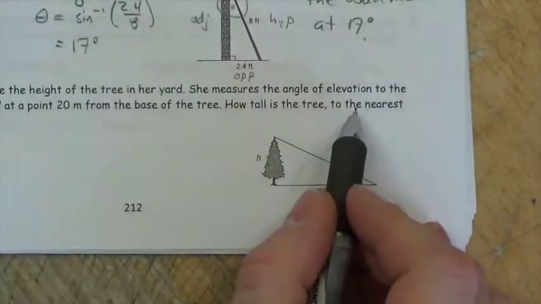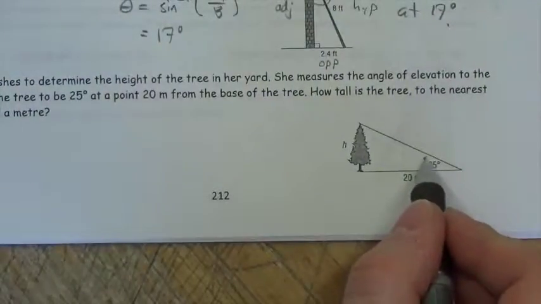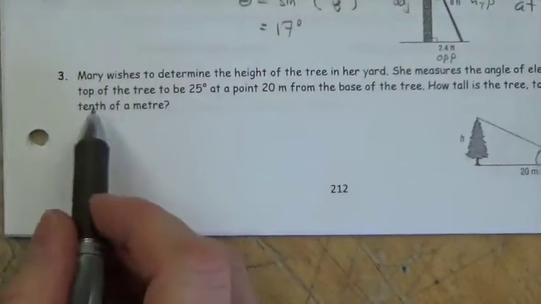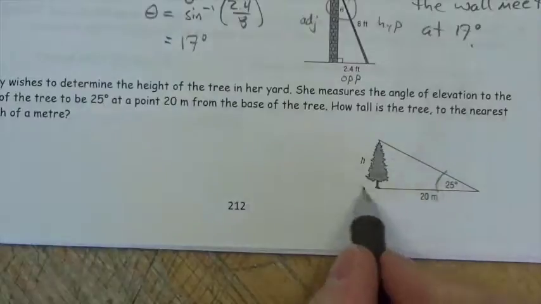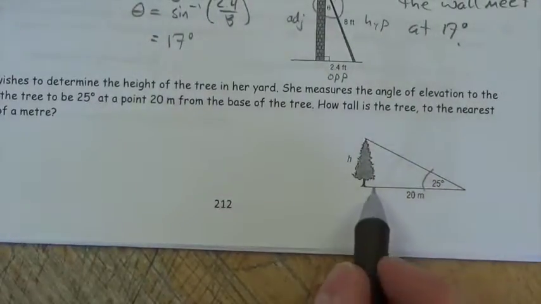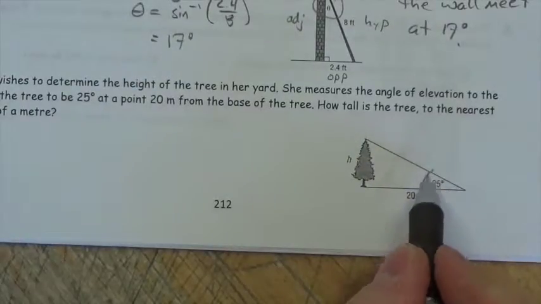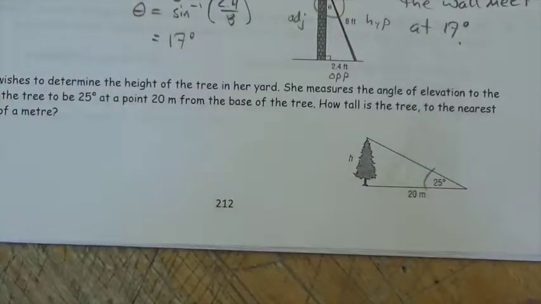So she measures the angle of elevation. Now in this particular diagram, that's got to be this guy right here. It's the angle up from the horizontal. So she measures that to be 25 degrees at a point that's 20 meters from the base of the tree. That's easy to measure; you can just lay the measuring tape out. It's also fairly easy to measure this angle of elevation here. So now the question is, how tall is the tree?